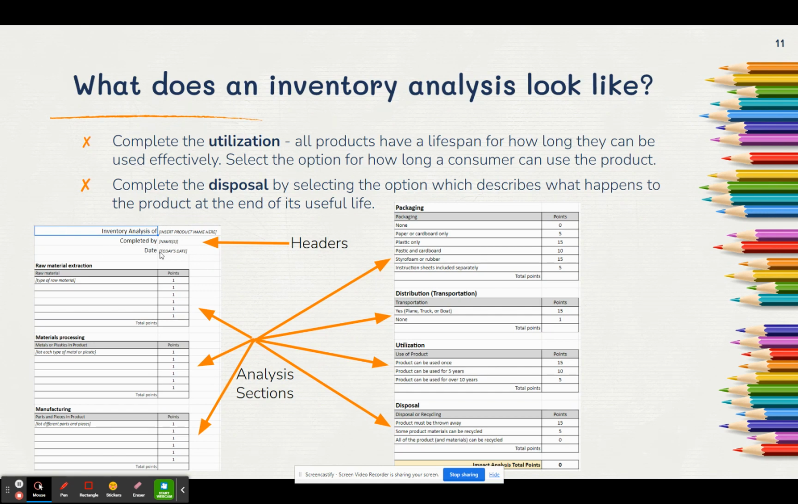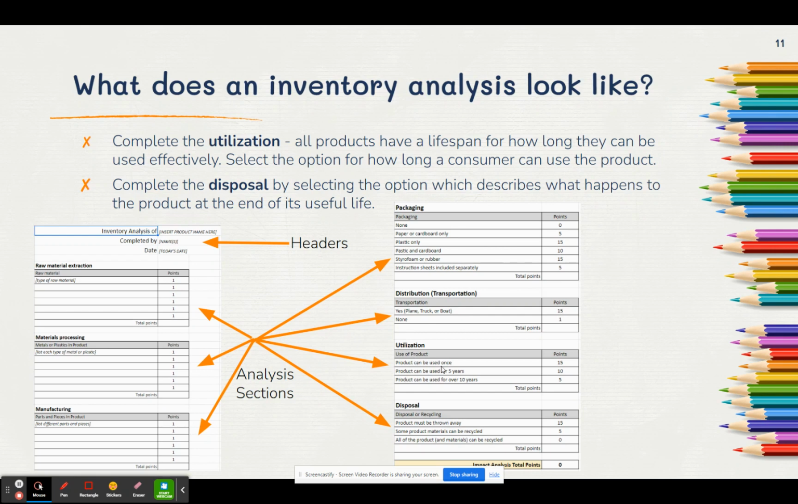So here you'll see screenshots of your template. These are the headers that we discussed that you'll fill out. And then you have the different sections that we just referred to. In the raw material extraction, you put the raw materials, and you'll see there's points for each one. Eventually, we'll total these points. That will be in the impact analysis phase. Materials processing, those are the metals or plastics in the product. Manufacturing are your parts and pieces. In the packaging, you can mark that it has none if it's paper or cardboard, plastic and cardboard, styrofoam or rubber, or there's instruction sheets that are included separately. Distribution is, does it need to go by a plane or truck or a boat, or does it not have to go anywhere? In most cases, you're going to have transportation though.